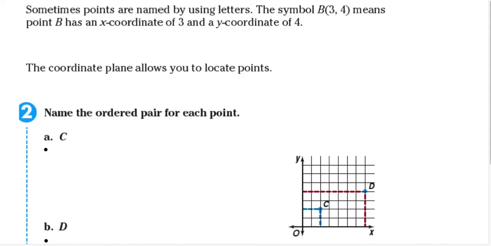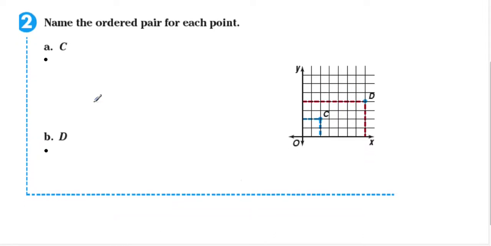Next example. Sometimes points are named by using letters. The symbols B(3, 4) means point B has an x-coordinate of 3 and a y-coordinate of 4. The coordinate plane allows you to locate points. Okay, so here we want to name the ordered pair for each point.